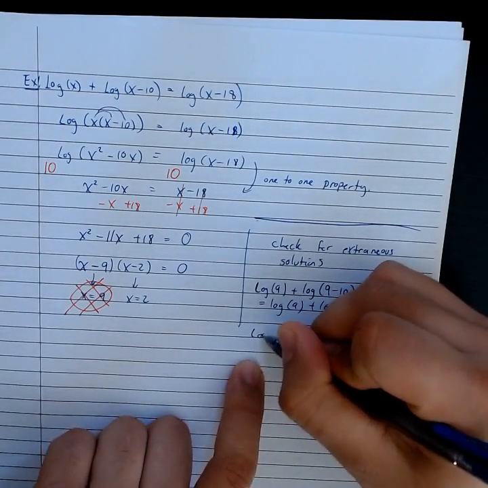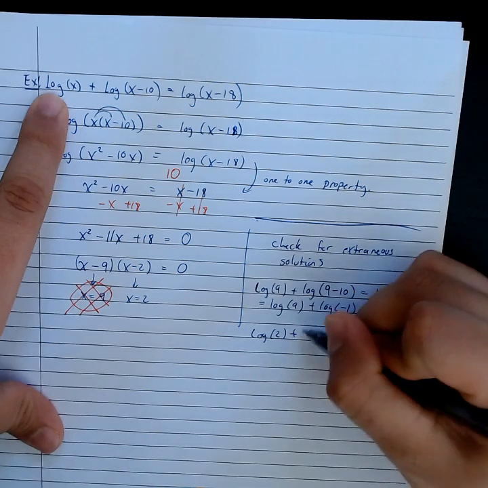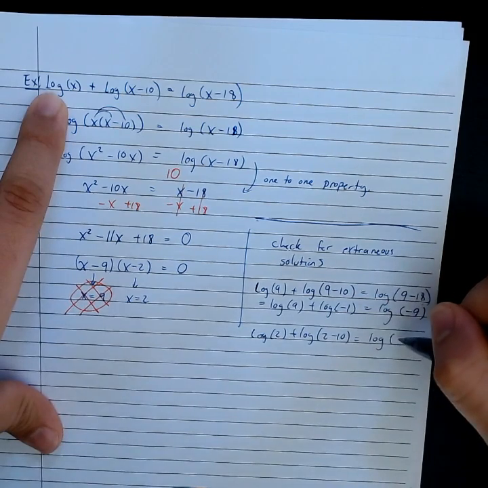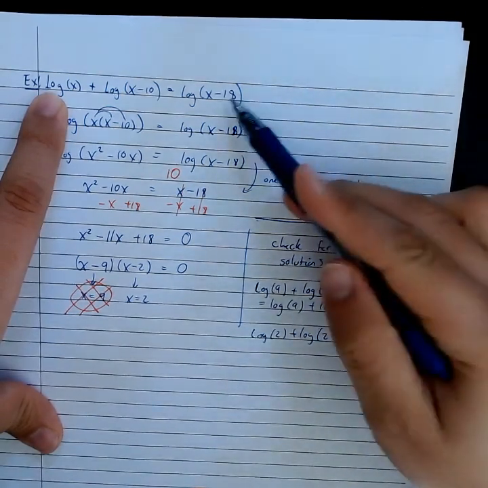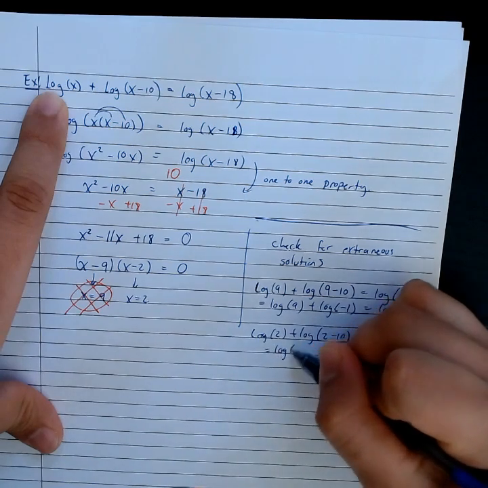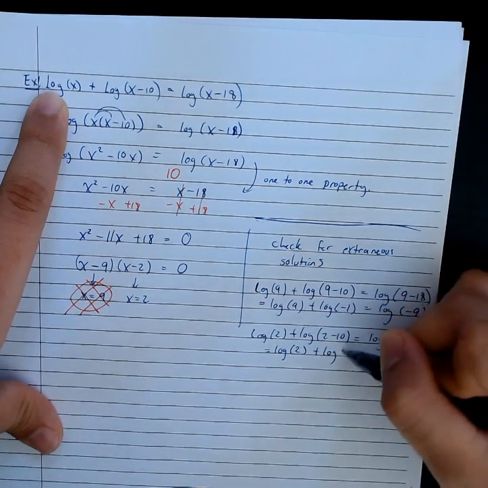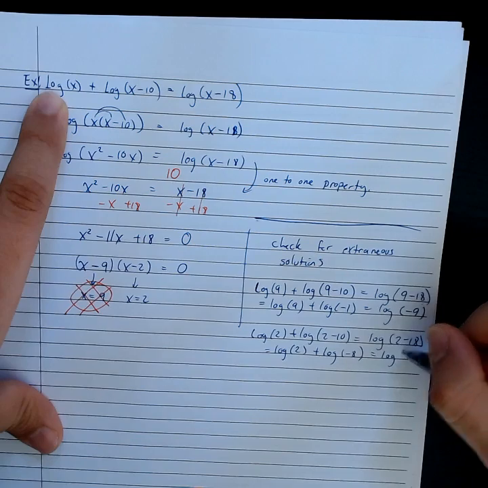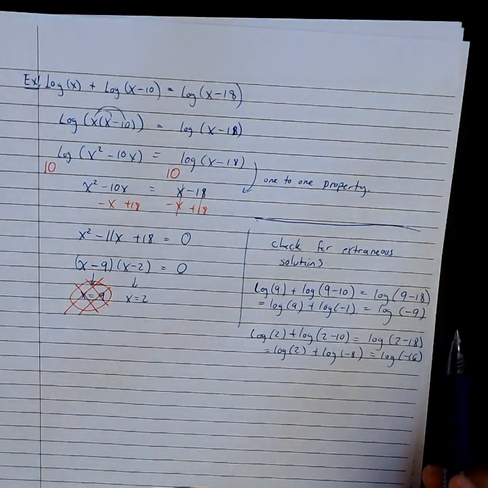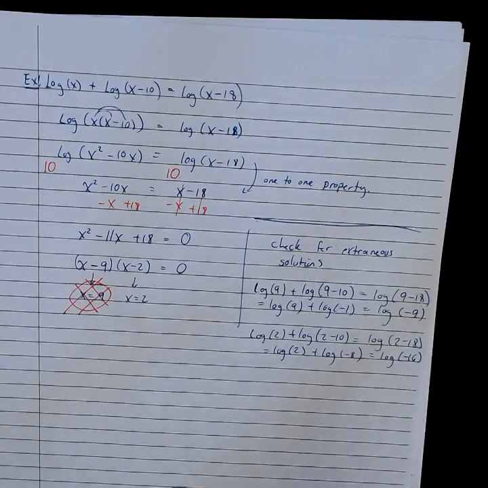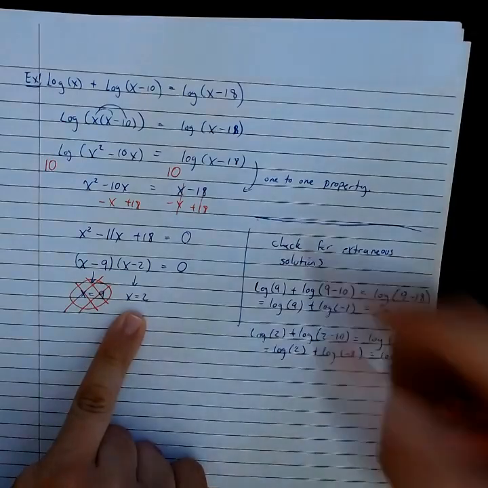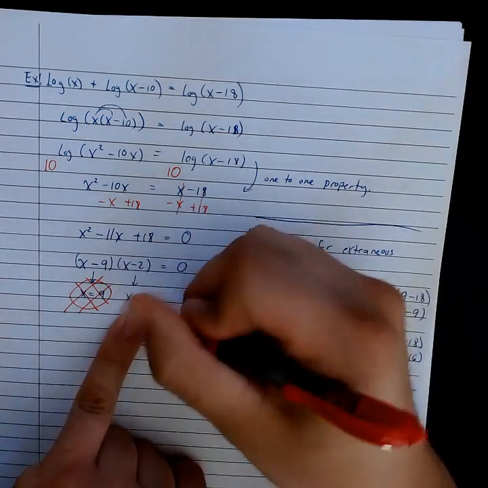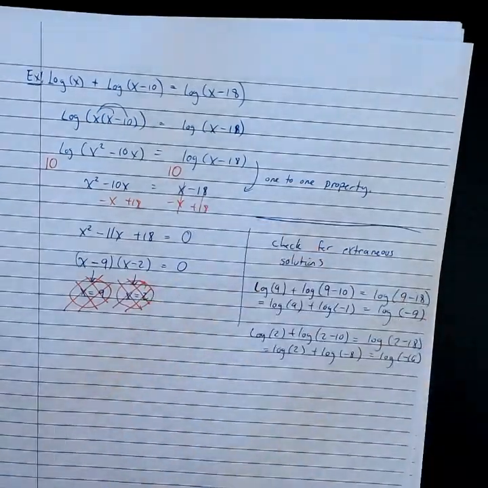Let's try the number 2. Here we have log of 2. Well, that's okay. Plus log of 2 minus 10. And already you realize that's not going to work for us. Same thing with 2 minus 18. That's not going to work. Because that'll give you log of 2 plus the log of minus 8 equals the log of minus 16. And since we only define logarithms for positive arguments, that means that 2 is not in the domain of this or this. And so these are both extraneous solutions.